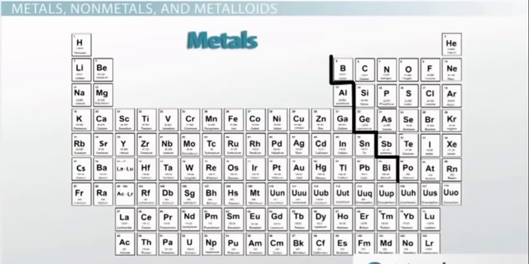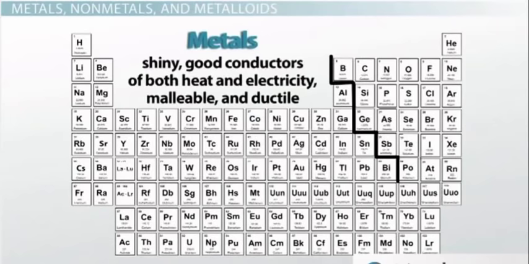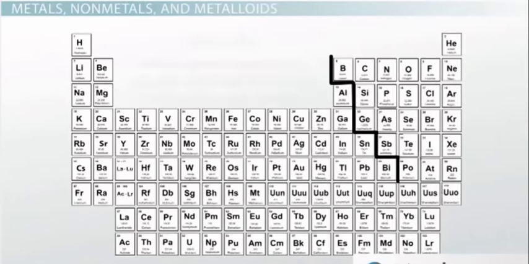Metals are found on the left side of this line, and they all have very similar properties. They're shiny, they're good conductors of both heat and electricity, they're malleable and ductile. Malleability and ductility refer to the substance's ability to be deformed without cracking. If your car gets dented, it's because it's malleable. If it were to crack, then it would be brittle. Most of the elements on the periodic table are metals.